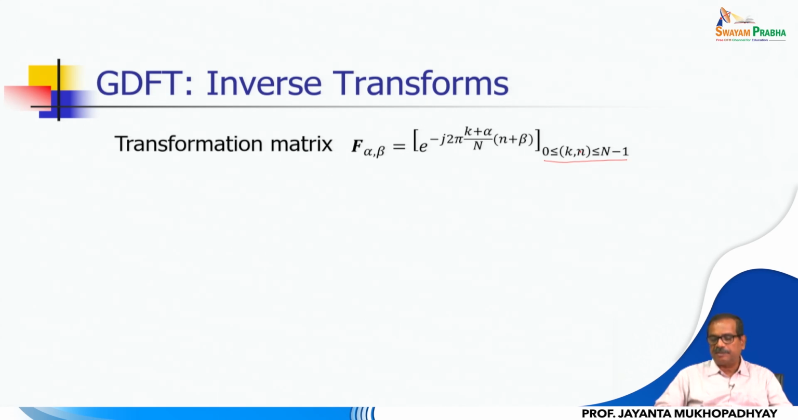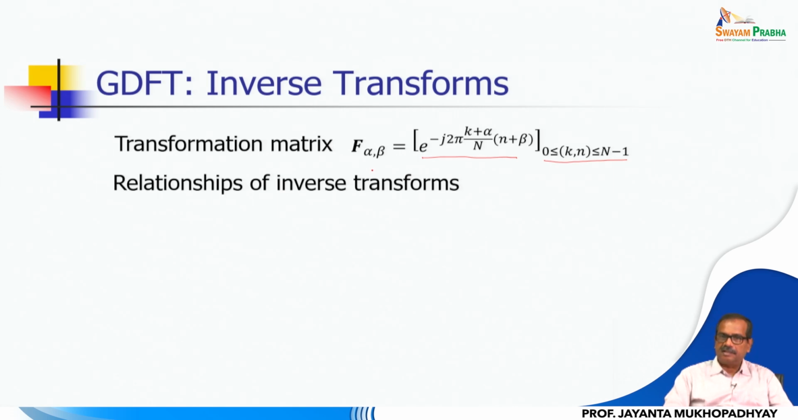So, column index varies from 0 to n minus 1, which means this matrix is n cross n, and individual element of this matrix is shown here. Earlier also I have shown this representation, just now I am explaining it. So, if I expand this concise representation, it will give me an n cross n square matrix where each k-nth element can be expressed in this form, and alpha beta is the parameter in this case. So, if I say F 0 0, it is the transformation matrix for the discrete Fourier transform.